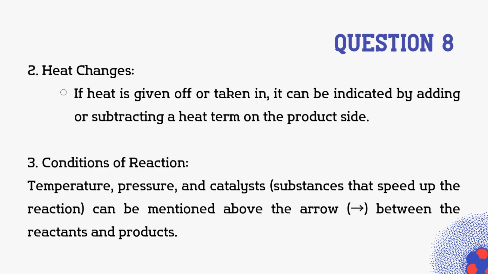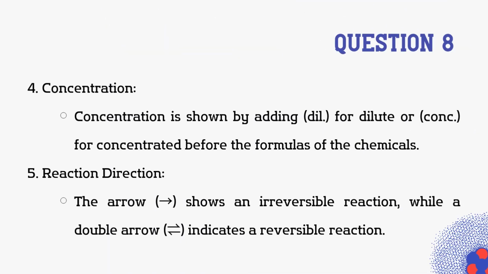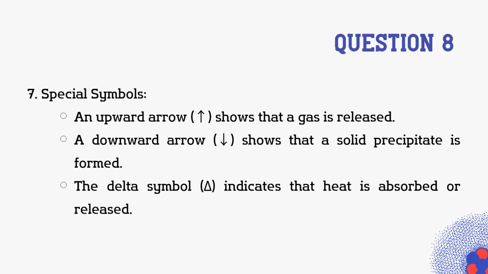3. Conditions of reaction. Temperature, pressure, and catalysts, substances that speed up the reaction, can be mentioned above the arrow between the reactants and products. 4. Concentration. Concentration is shown by adding dil for dilute or conc for concentrated before the formulas of the chemicals. 5. Reaction direction. The arrow shows an irreversible reaction, while a double arrow indicates a reversible reaction. 7. Special symbols. An upward arrow shows that a gas is released, a downward arrow shows that a solid precipitate is formed. The delta symbol indicates that heat is absorbed or released.